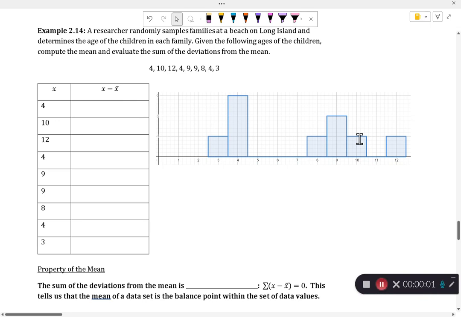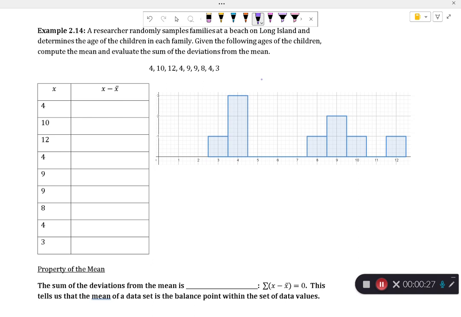In this video, we will be discussing and describing the property of the mean, which shows that the mean is the balancing point of a distribution. So the example says a researcher randomly samples families at a beach on Long Island and determines the age of the children in each family. Given the following ages of the children, compute the mean and evaluate the sum of the deviations from the mean.